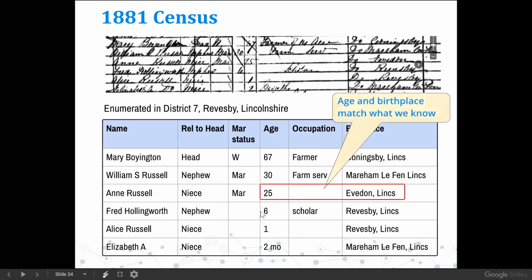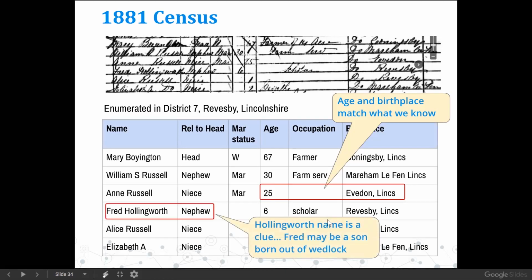So as we look at this, we notice a couple of interesting things. One is that Anne's age and birthplace match what we already know about her. So that's actually encouraging. This is pointing towards the fact that she may very well have married this Mr. Russell. Another real interesting thing here is that we find somebody with the surname of Hollingsworth, or Hollingworth actually.